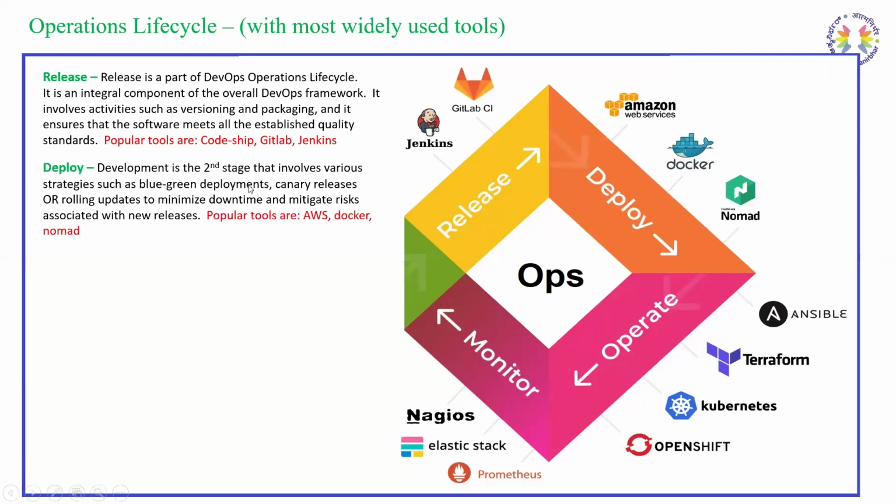The next stage is deployment. It involves deploying the application to the target environment, for example, production, staging, or maybe even testing. This can be done through various methods such as blue-green deployments, canary releases, and rolling updates to minimize downtime and mitigate risks associated with new releases. There are many popular deployment tools used in this space that include AWS, Docker, Nomad, Puppet, and many more to list.